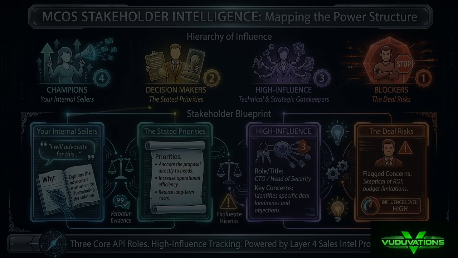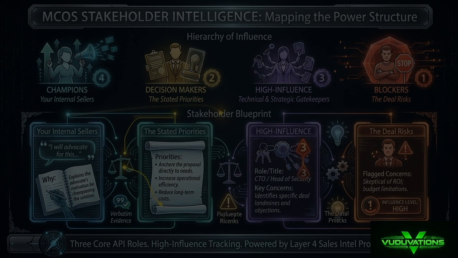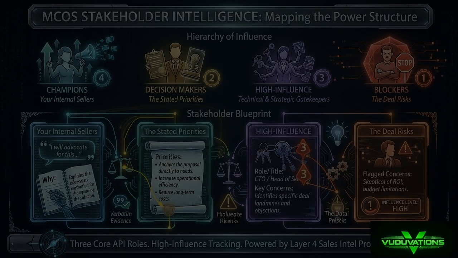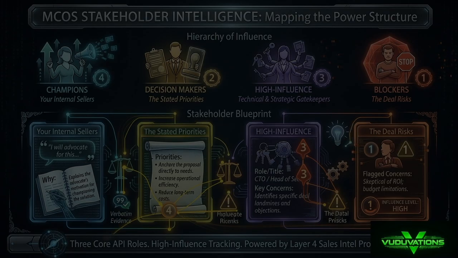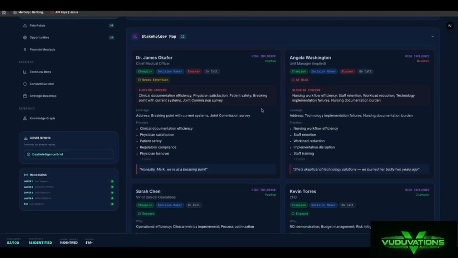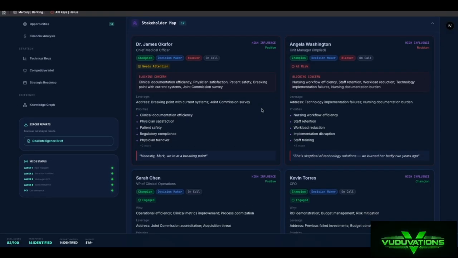This is the brief on the MCOS stakeholder map. You know, the MCOS sales intelligence pipeline basically takes your raw discovery calls and turns them into a literal battle map, categorizing every single person on the call so you instantly see the balance of power in your deal. First up, we're setting the board.